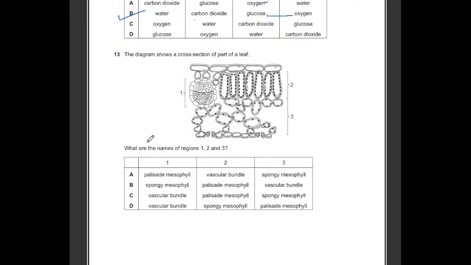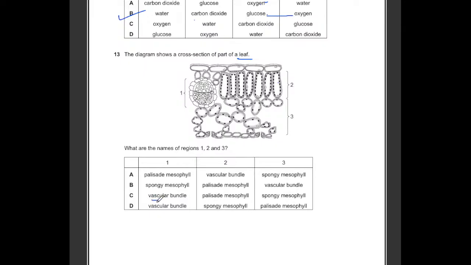The diagram shows a cross section of part of a leaf. Now this is what a leaf diagram is, and we know that the upper part is the mesophyll cells, these are the spongy mesophyll cells, and this is the xylem and phloem together as a vascular bundle. So this is the direct picture from the textbook. What are the names of regions 1, 2 and 3? Now we know 1 is the vascular bundle as said.